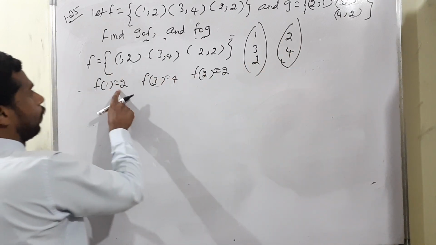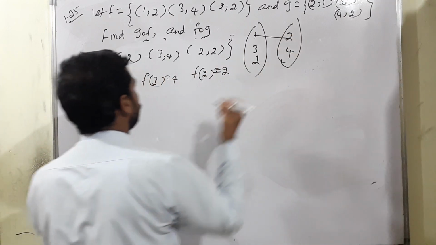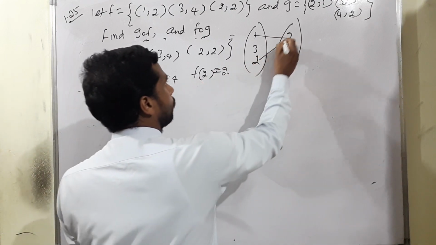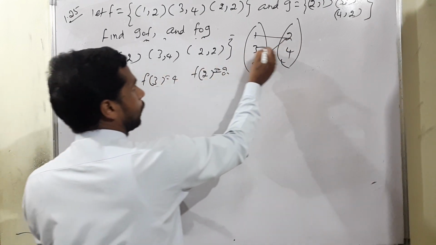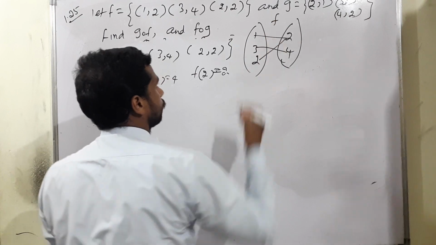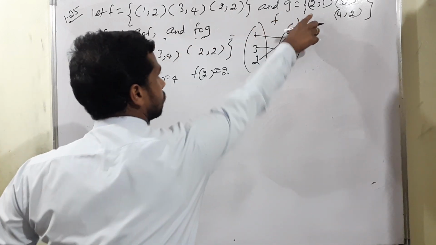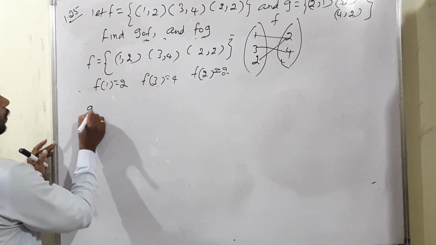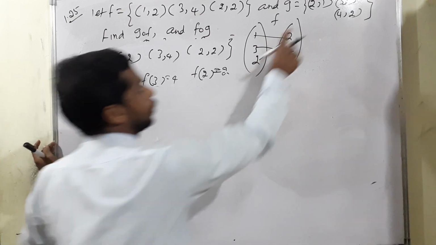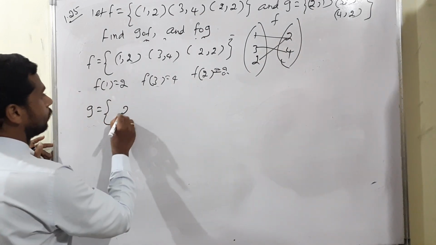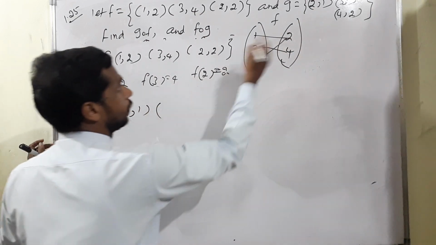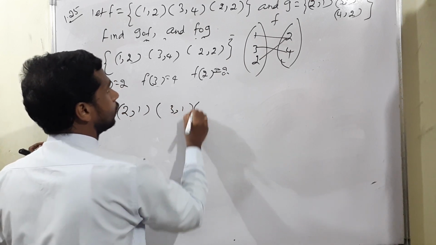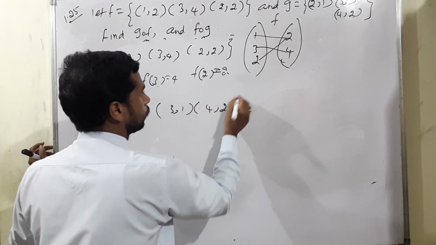Therefore, 1 is mapping to 2, 2 is also mapping to 2, and at the same time 3 is mapping to 4. Okay, this is called f. Then the second case, g is equal to {(2, 1), (3, 1), (4, 2)}.